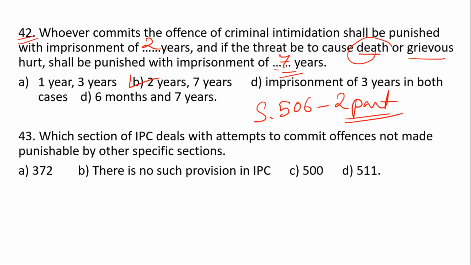So remember, there are two parts in section 506 regarding the punishment of criminal intimidation. In the second part, the punishment is imprisonment of 7 years, in cases about death, grievous hurt, destruction of property by fire, or imputing unchastity to a woman. So read 506 well.